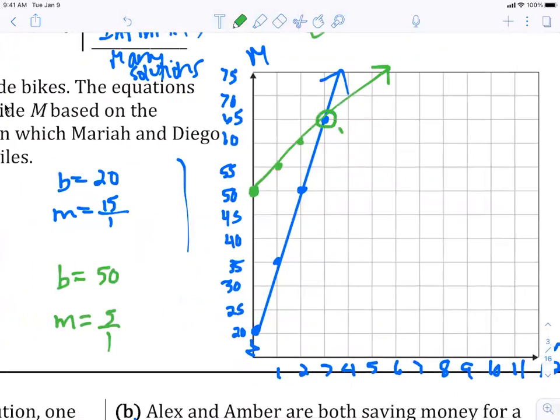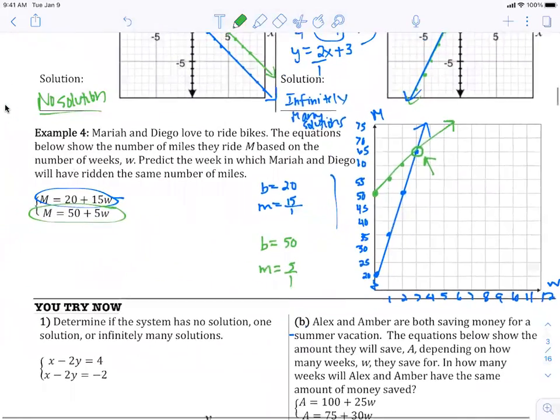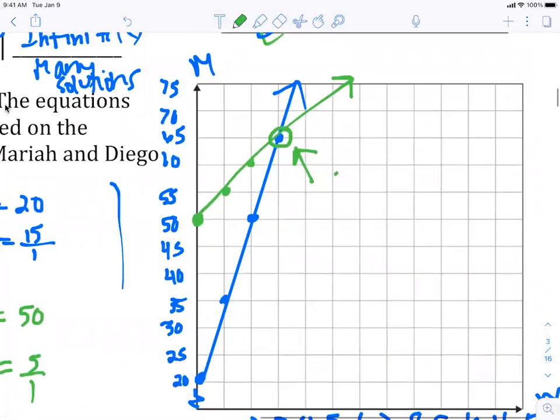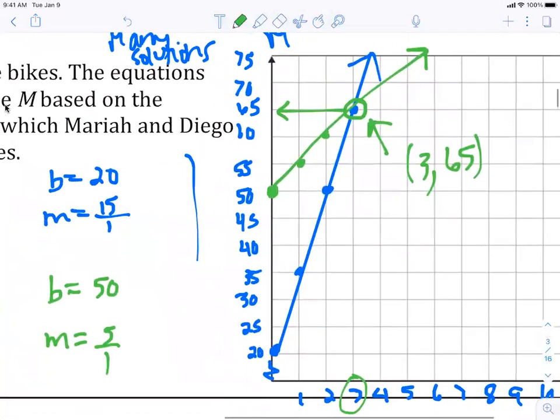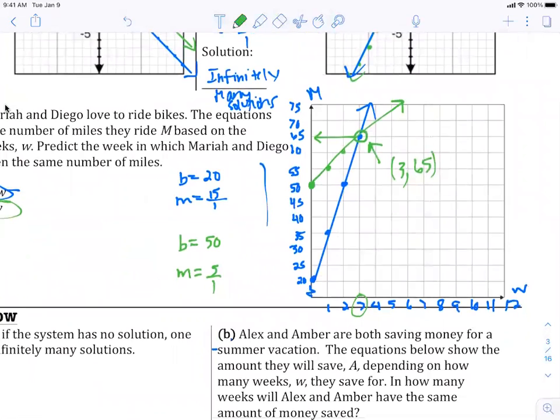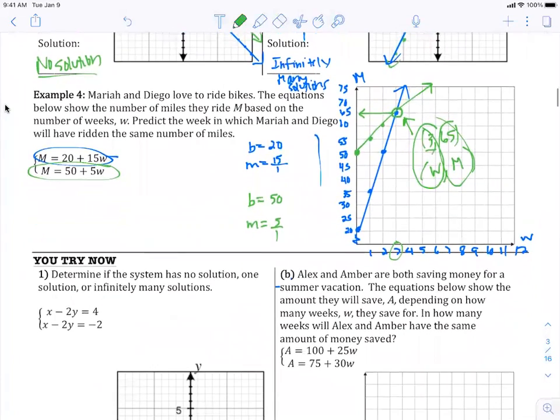So what you just found is the point where those two values are going to end up being the same. So you have your solution. What point is that? We went right 3 and we're going up 65. So remember, if 3 is W and 65 is M in this case, this just means it takes 3 weeks for you to ride the same number of miles, which ends up being 65. All right. So predict the week, you would say week 3.